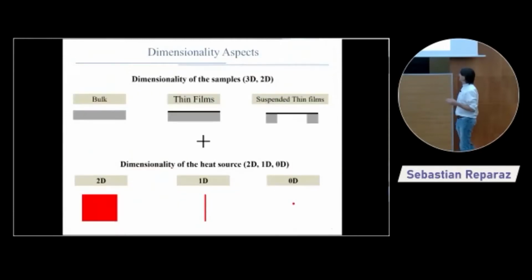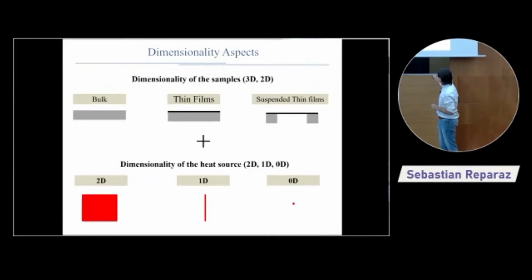So as I was discussing in the lecture I did online, there are two key aspects, in my opinion, to think about when you're thinking about thermal transport. In principle, you think about what the dimensionality of the sample actually is, and I will focus here on bulk, thin films and suspended thin films, not nanowires. This is not my specialty.